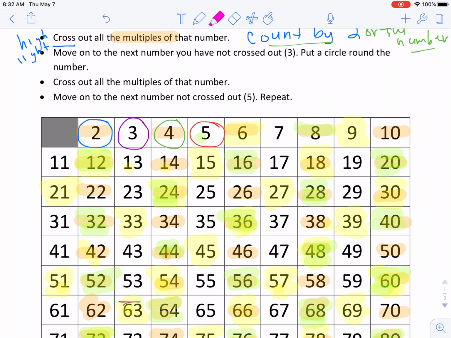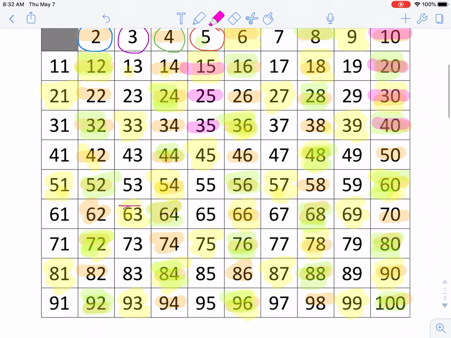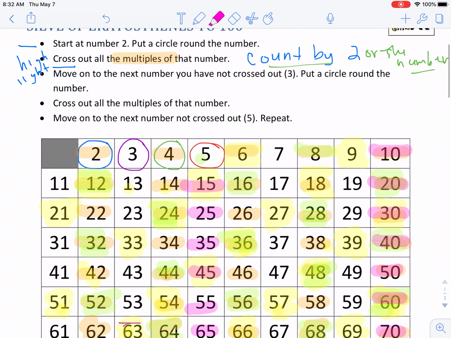So you count by 5s. If you know your 5s, you go 5, 10, 15, 20, 25, 30, 35, 40. Do you see the pattern for the 5s yet? Every number that ends in 5 or 0. So I'm just going to go down the row. I know all of these are 5s, multiples of 5. Okay.